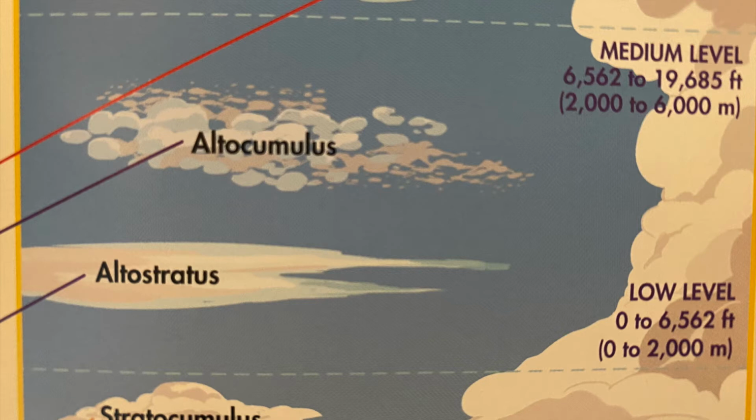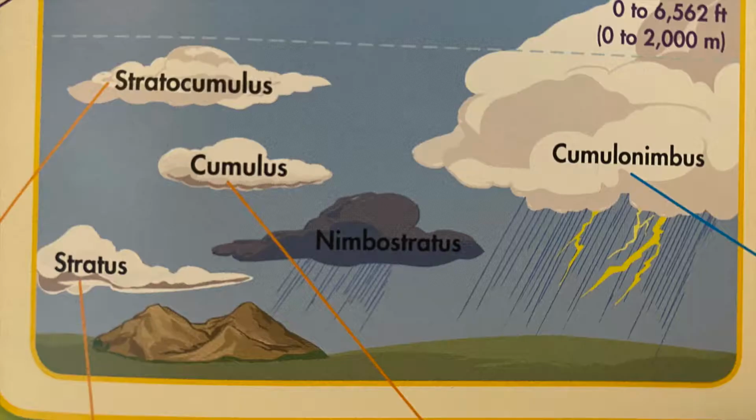There are altostratus clouds and altocumulus clouds. And then there are low-level clouds, clouds that are really close to the ground. And those are the stratus clouds, the cumulus clouds, and then the stratocumulus clouds. And then there's a cloud that's totally an exception to all of that. It's not a high level, mid-level, or low level. It's kind of everything almost in one. And that is called a cumulonimbus cloud.